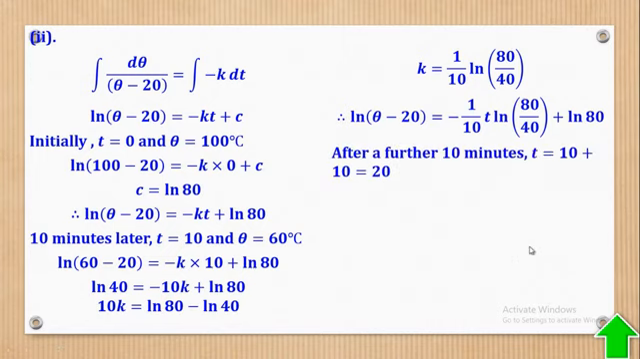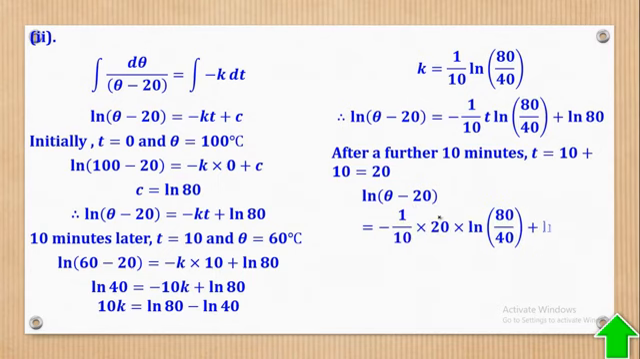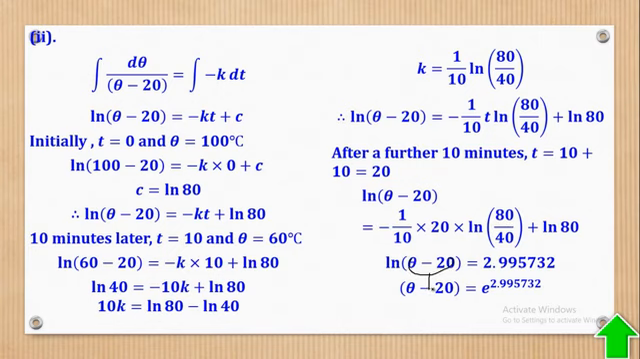Now after a further 10 minutes, it implies that t is equal to 10 plus 10, which is 20. Therefore, come and substitute for t and remain with theta as the only unknown. So using a calculator, this side gives you this. Then make theta minus 20 the subject to come up with this. Then make theta the subject to come up with 40 degrees Celsius.